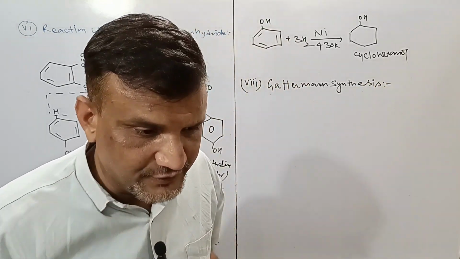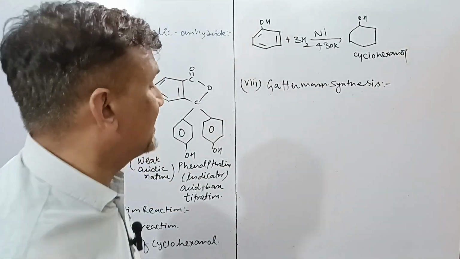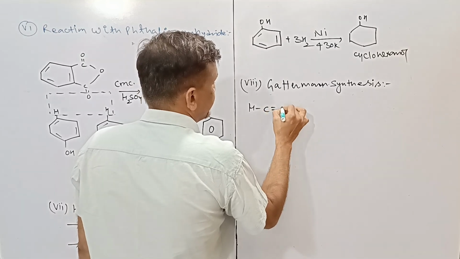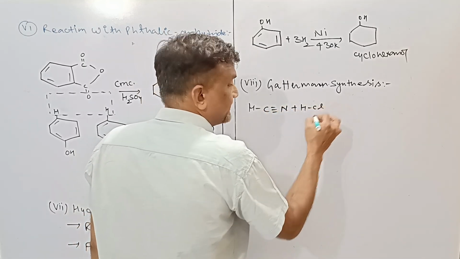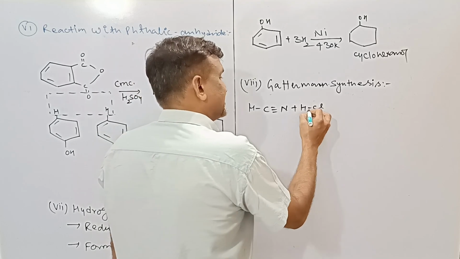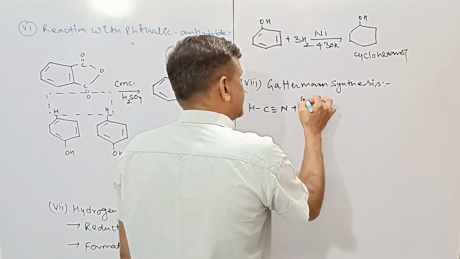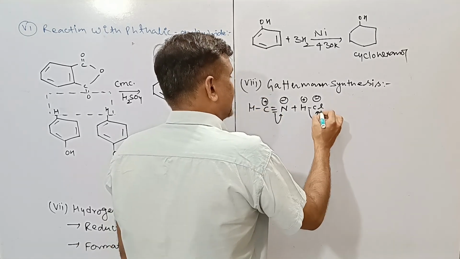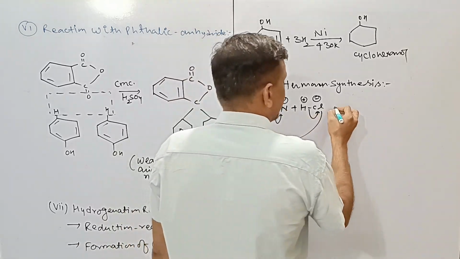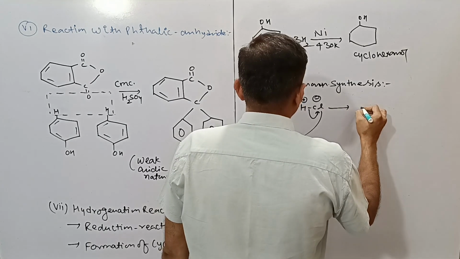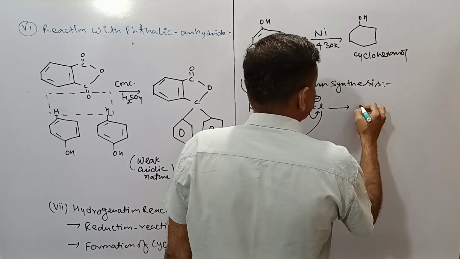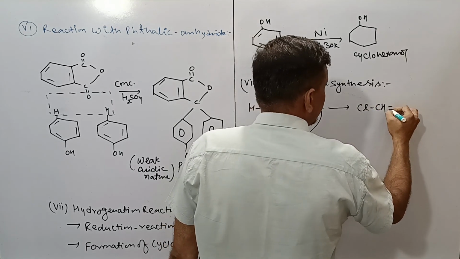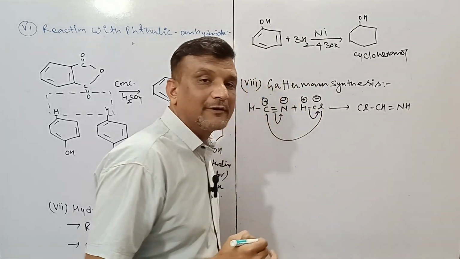So for this, we will use hydrogen cyanide and HCl. This is the hydrogen cyanide. This is the HCl. It dissociates like this, minus and plus. Electronegativity of nitrogen is larger, carbon lesser. In that case, Cl will be over here, and there will be formation of amino chloride. It will be CHCl, this is CH double bond NH, amino chloride.